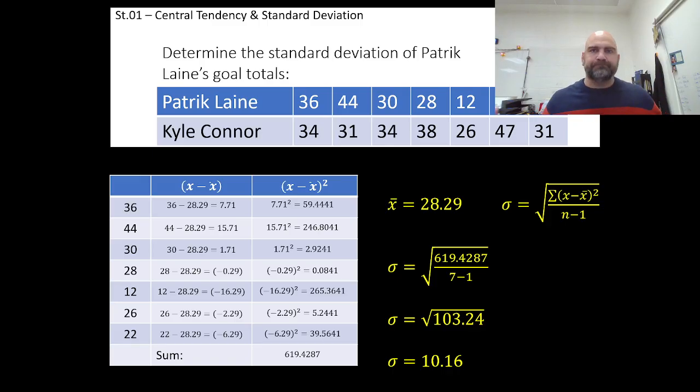Now, what does that mean? Well, his standard deviation is 10.16. Yay, we got it. It doesn't really tell us a whole lot unless we start comparing. This example was going through how we come up with standard deviation. If we really want to use it, we need somebody else's standard deviation to compare to, to see who was more consistent.